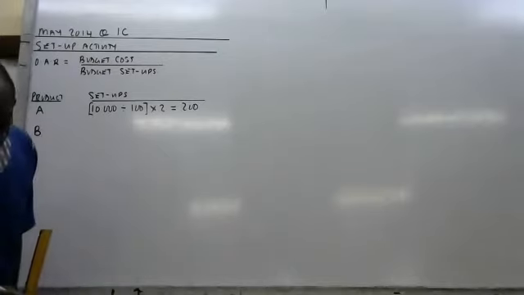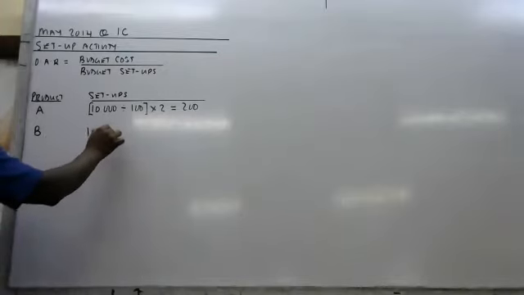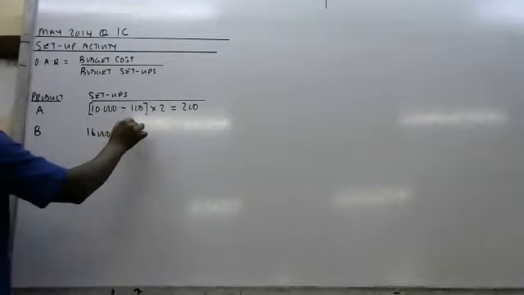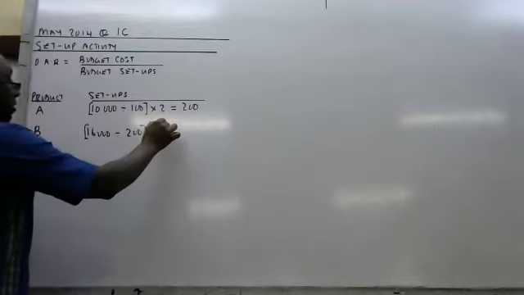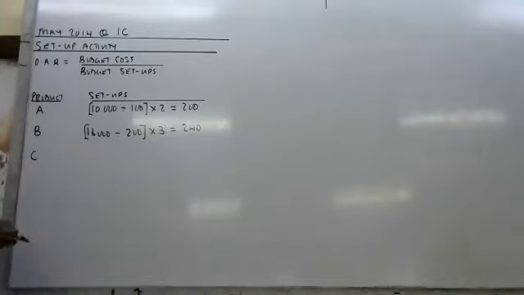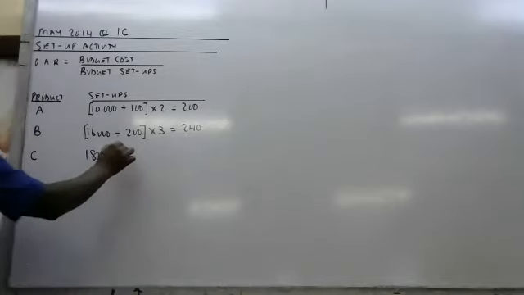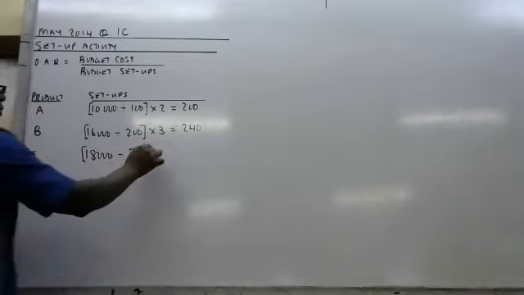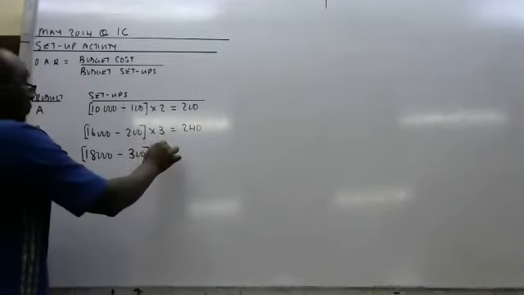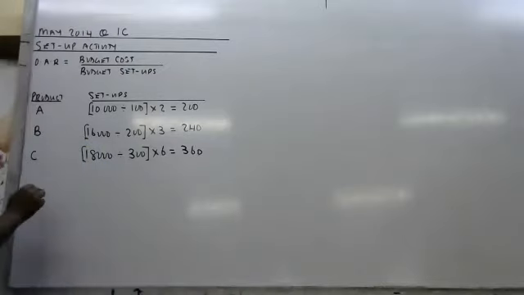Then for product B, we will have 16,000 divided by 200, then you multiply by 3, 240. For product C, we will have 18,000, you divide by 300, you multiply by 6, 360.